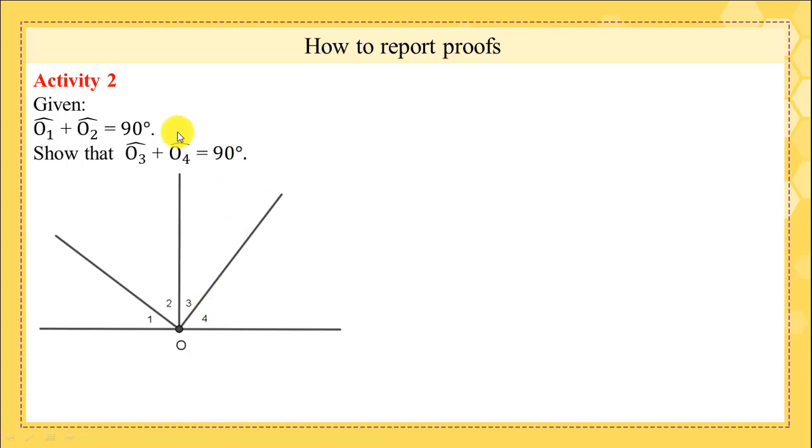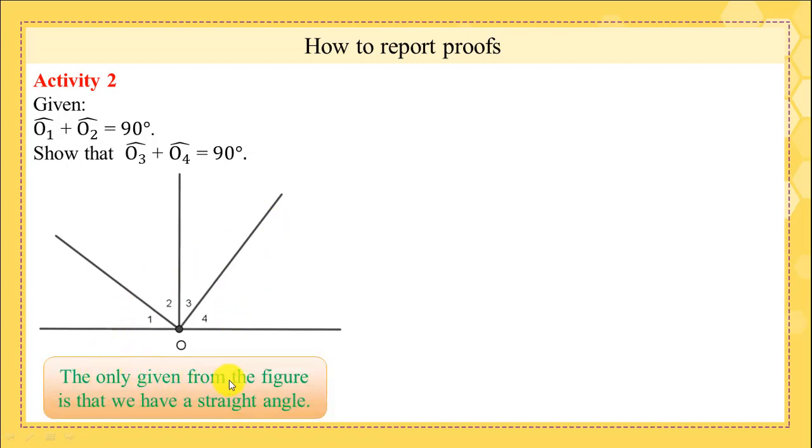What are the clear given? The written given is angle 1 plus angle 2 equal 90 degrees, and from the figure we can see that we have a straight angle. So the only given from the figure is that we have a straight angle. There are two types of given: the written given, which is given from the beginning, and the given from the figure. For example, the straight angle, supplementary angles, complementary angles, sum of angles in a triangle. It depends on the shape of the figure, and we can use these properties to make the proof. Please pause the video and try to solve this activity.